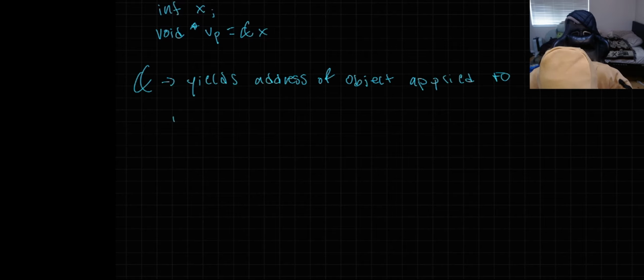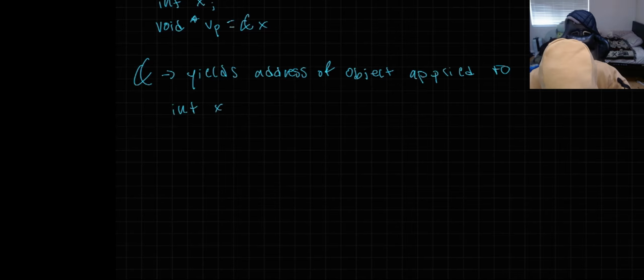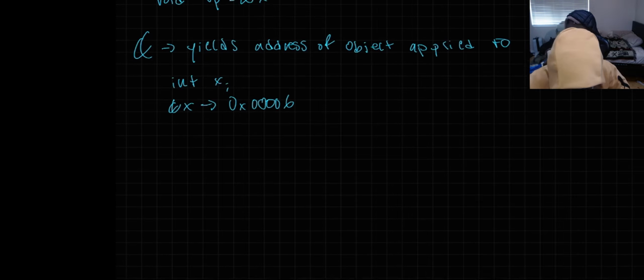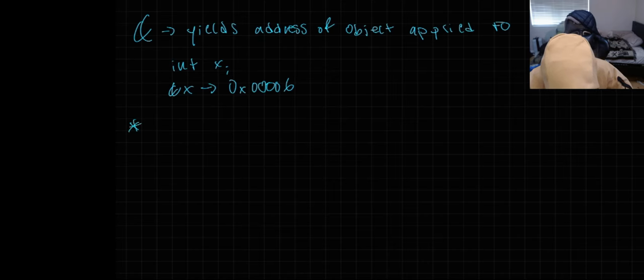So let's say we have int x. And we want to get the address of x, we just do address of x, and that will give us some number, 00006. That would be the address. Now if we do the dereference, which is the asterisk, as I said before, it returns the object to which the pointer points. So we would get what is stored inside of the object stored inside of a pointer.